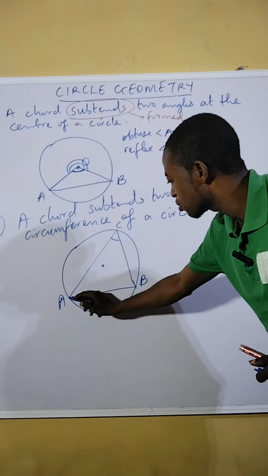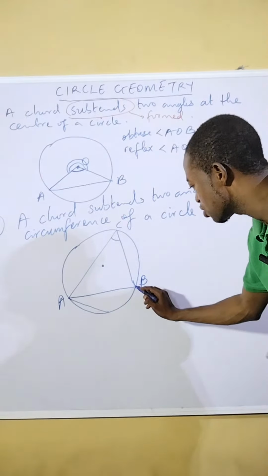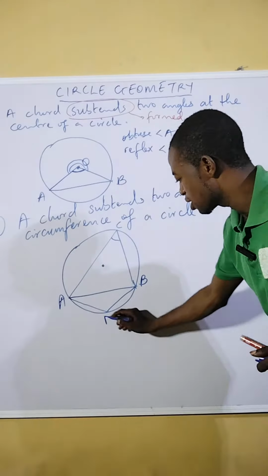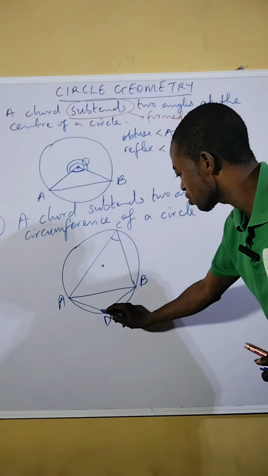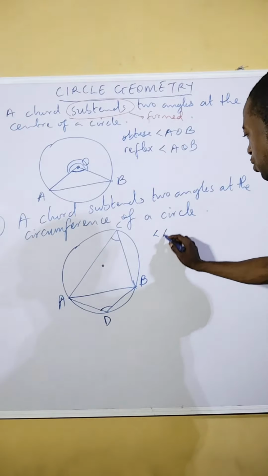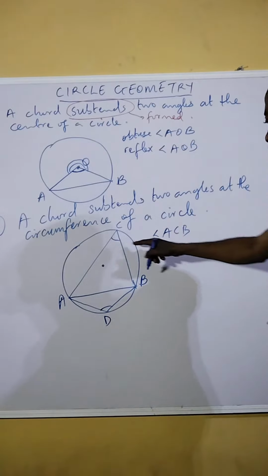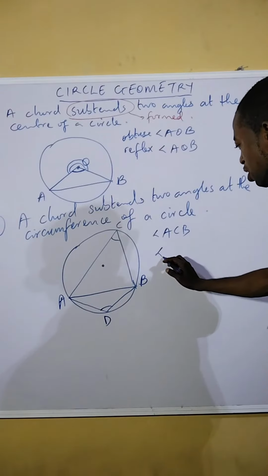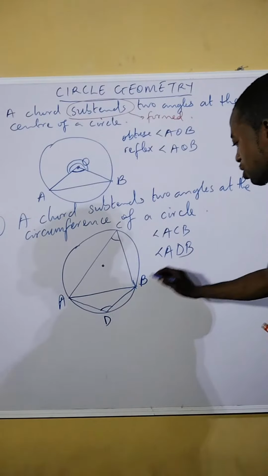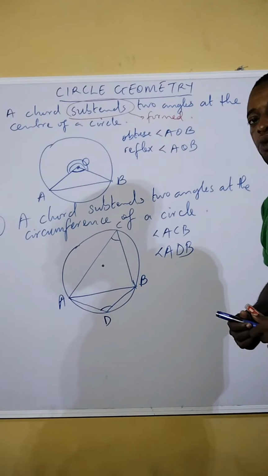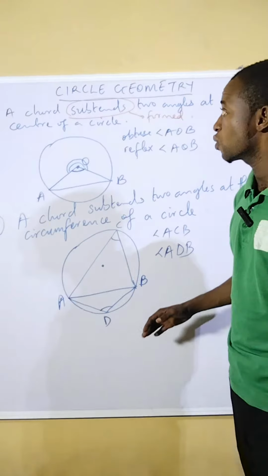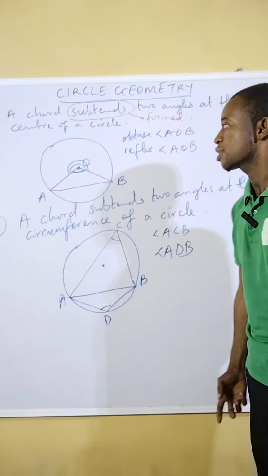And it can also form an angle at the other side, which is at the minor segment. We can call this D. So we have two angles at the circumference, one up and one down here. So we have one angle ACB, which is the marked one here, and also angle ADB, which is the marked angle here. So we need to understand this. This will form the basis for the theorem we are about to look at.